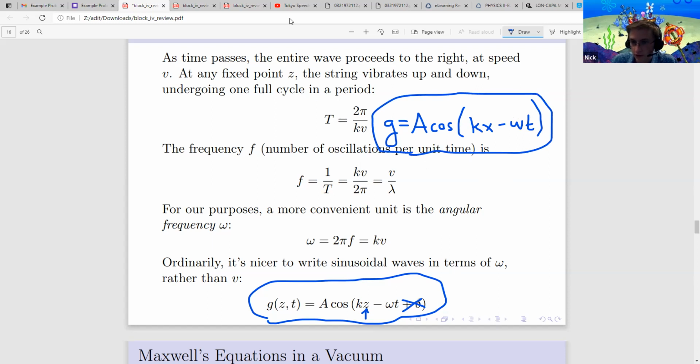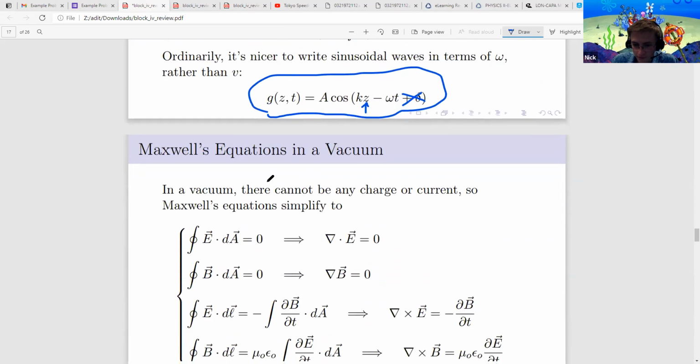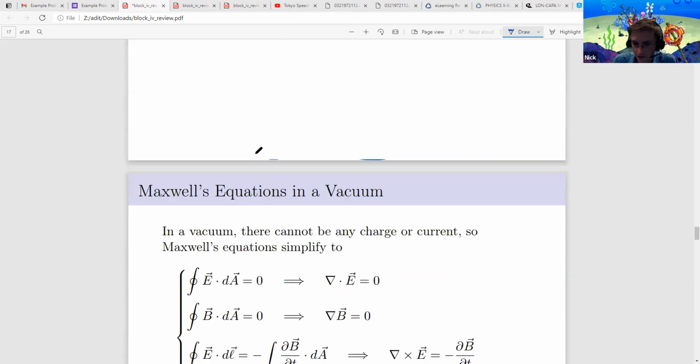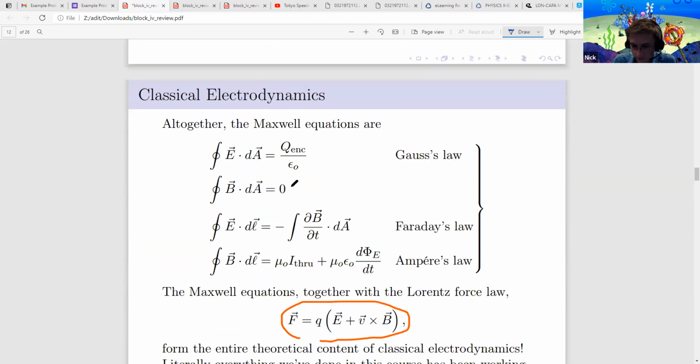Cool, great question. There's another one. Cool. All right, so now let's wrap it back to E&M. If we scroll back up a little bit, we got to Maxwell's equations.